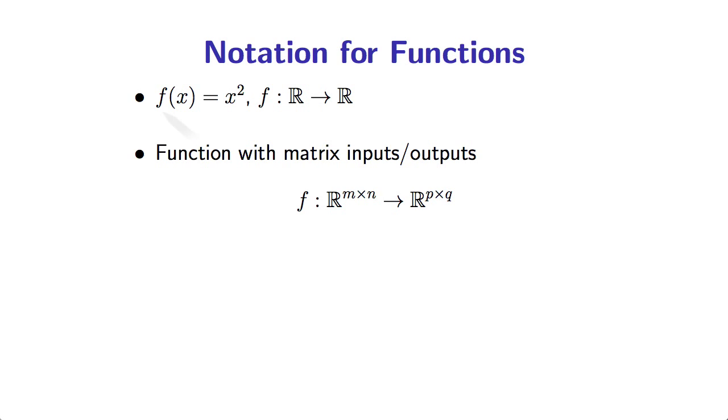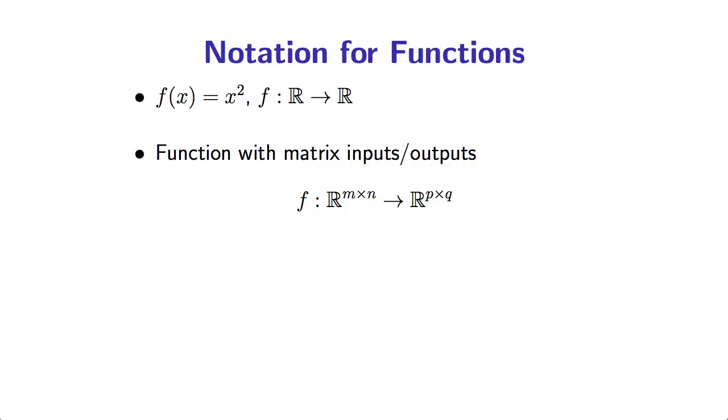To start off with, you may be familiar with functions like this, f of x being a function that returns x squared, so f of x is equal to x squared. The way we write this is we say f is a function that maps R to R because f takes as input scalar values and produces scalar values. It just takes a single scalar value and then squares it, which is also a scalar value.